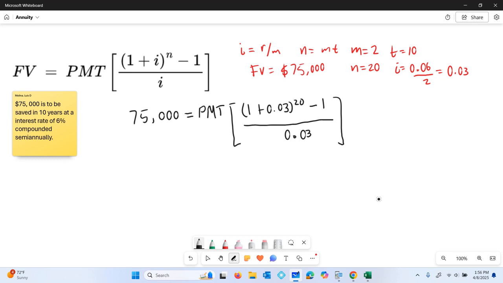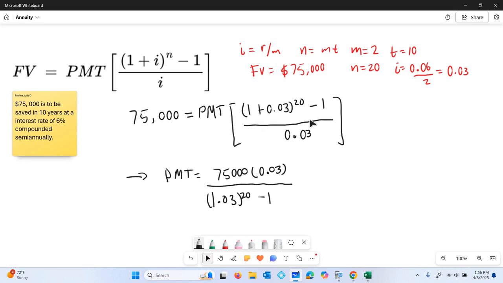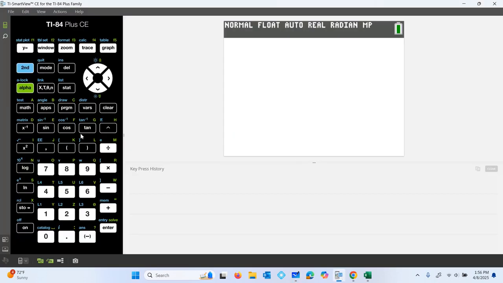So basically this tells us that to do this, we have to form the computation where we take the 75,000 multiplied by 0.03 divided by 1.03 raised to the 20, minus 1. In any case, if you take this computation and divide it into 75,000, it's the same thing.